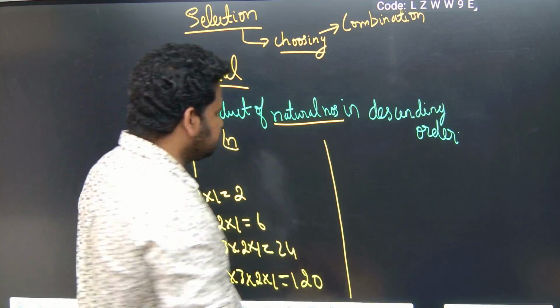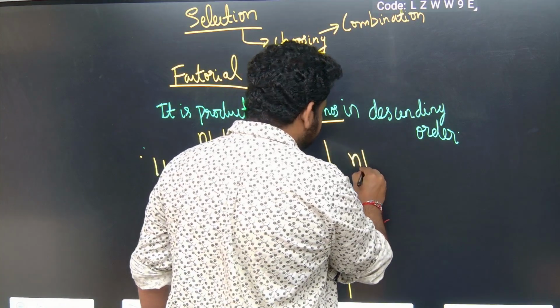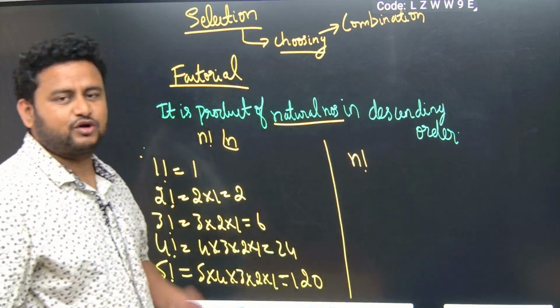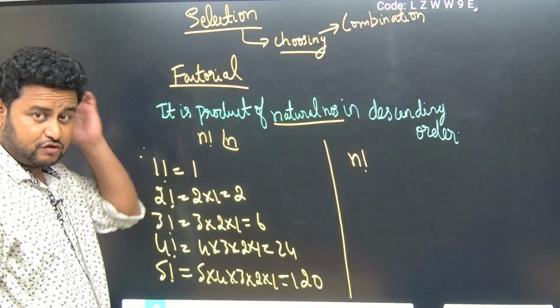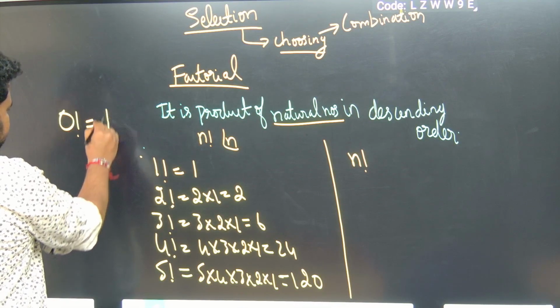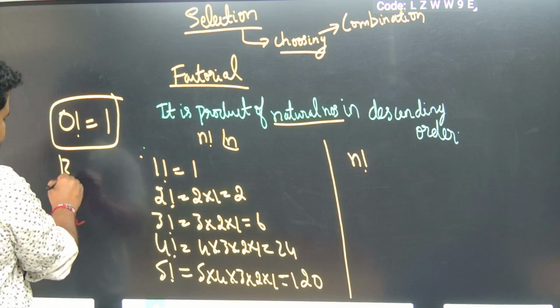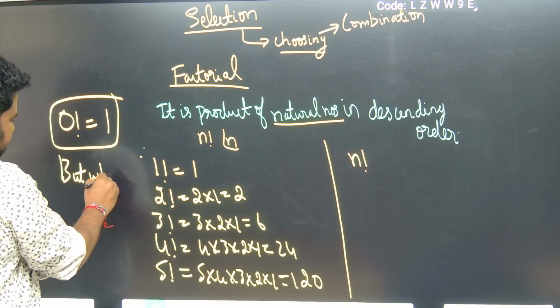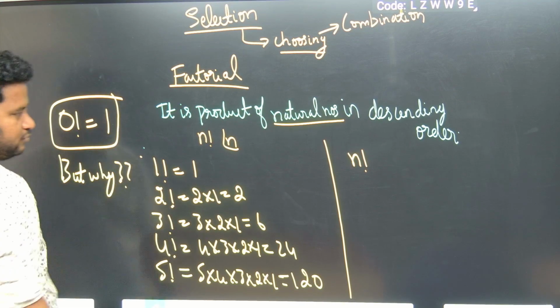Understand one thing. Suppose I write n factorial. You may be wondering why I have not written 0 factorial. Most of you know that 0 factorial is equal to 1. My question is, but why and how? Why is 0 factorial 1? You will find the answer to this now.